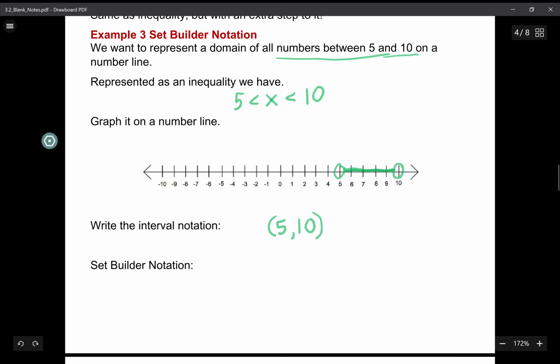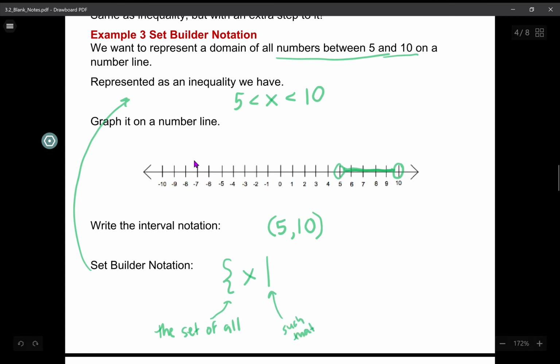All right, so set builder notation. Set builder notation really goes back to writing the inequality. So to use set builder notation, you write first a curly bracket. That means the set of all. You want the set of all x such that, and I'm using some math shorthand here. This vertical bar means such that. We want the set of all x such that, and now we just stick this inequality into our set. 5 is less than x is less than 10. So that's how you use set builder notation.